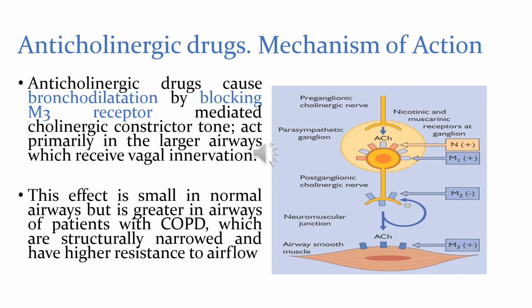Anticholinergic drugs. Mechanism of action. Anticholinergic drugs cause bronchodilation by blocking M3 receptor-mediated cholinergic constrictor tone, acting primarily in the larger airways, which receive vagal innervation. This effect is small in normal airways, but is greater in airways of patients with COPD, which are structurally narrowed and have higher resistance to airflow.